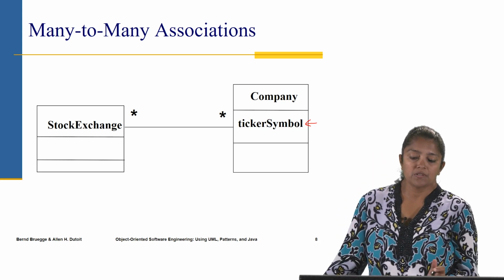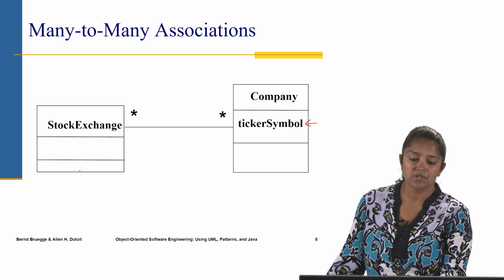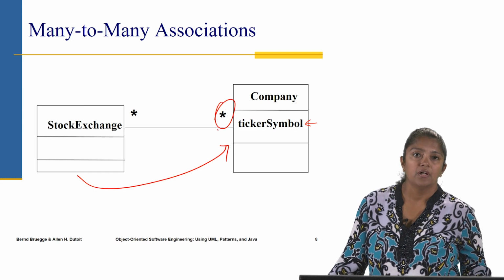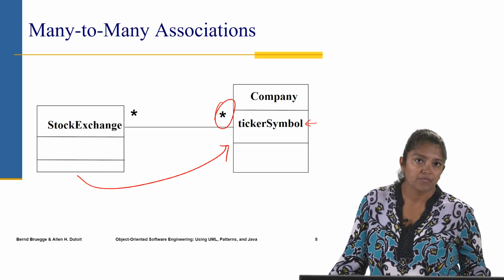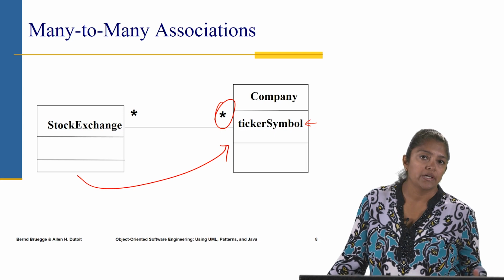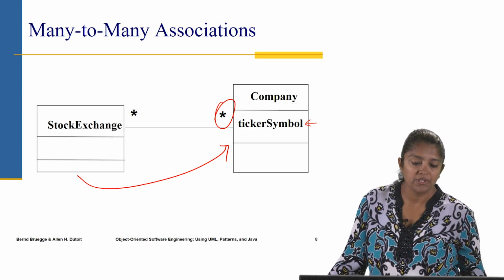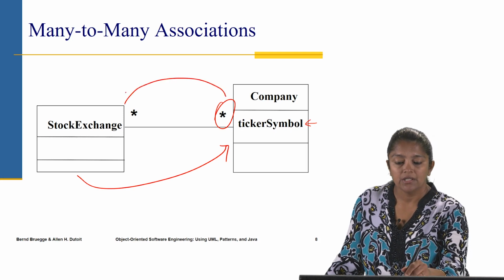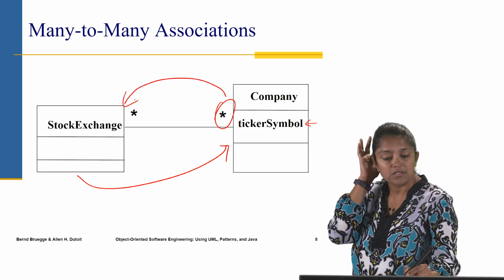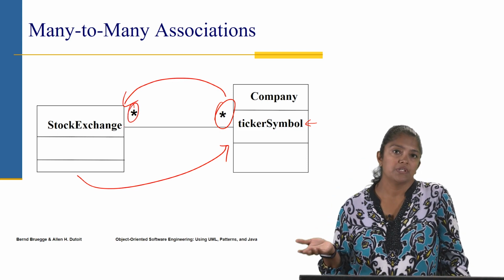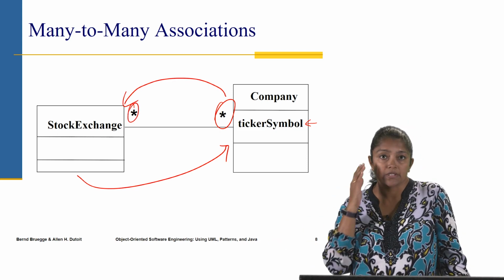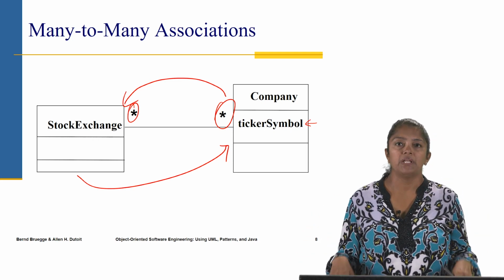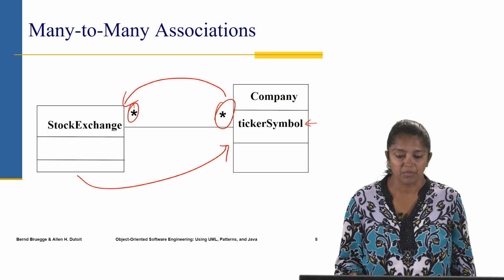So what this many-to-many association means is that each instance of stock exchange can be associated with many companies. A stock exchange can have many companies registered with it, and each instance of company can be associated with multiple stock exchanges. That's what the many on this side means, which means a company can be registered with multiple stock exchanges at the same time using that same ticker symbol. So that's what a many-to-many association means.